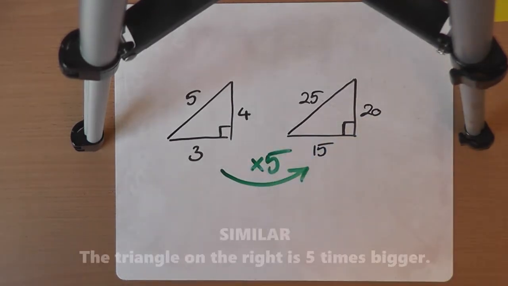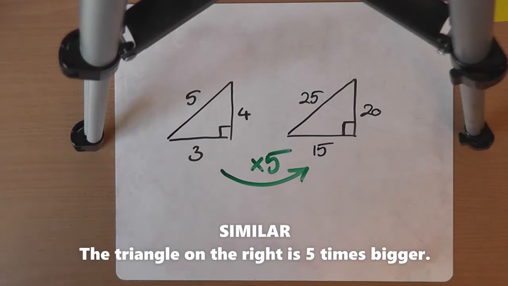Key thing with this property of similarity, though, is that it has to be an enlargement in every sense, in that every side of the shape has to have got bigger by the same amount. If one side has got twice as big and one side has got 3 times as big, that's a different shape. When we're talking about enlargements, we mean that every side of that shape has got bigger by the same amount.